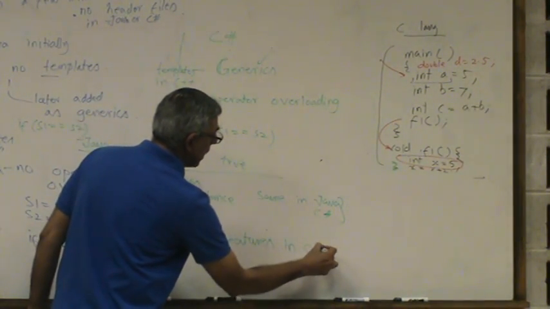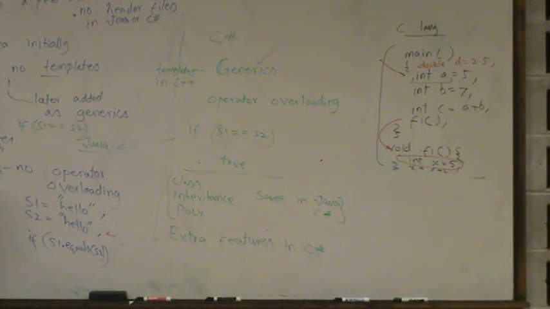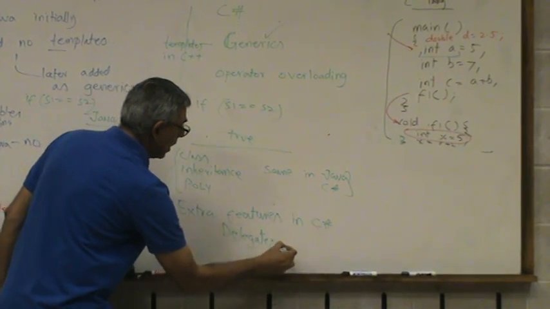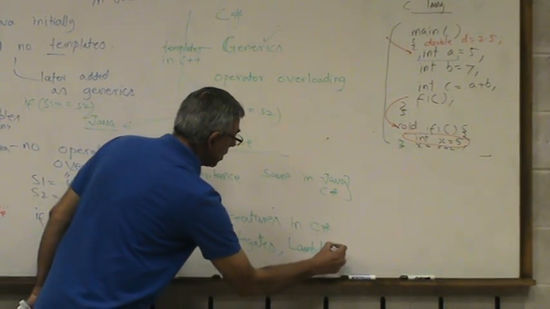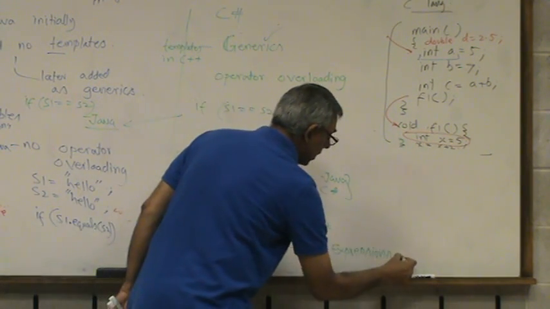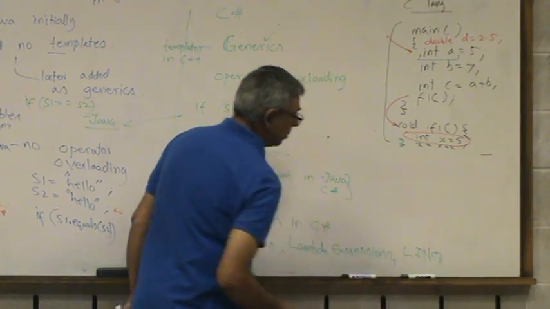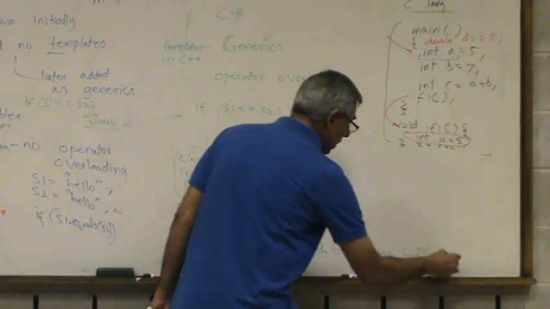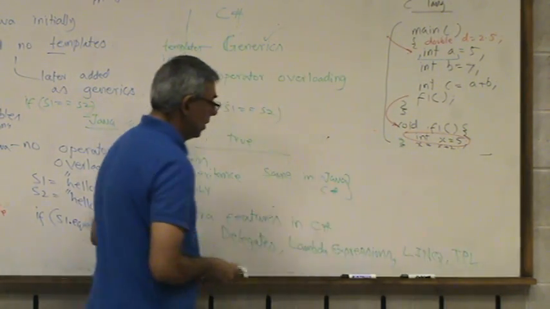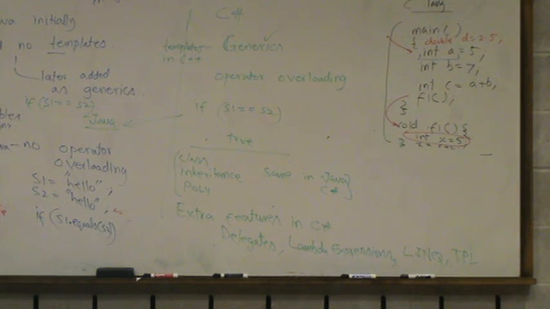And this is where towards the end of the course we'll be spending a lot of time. The extra features, one is called delegates. Lambda expressions. There's LINQ, language integrated query. There is the task parallel library. These are some of the new things which, in my opinion, make the language quite a bit better than Java. So we will learn these towards the end of the course as we go along.